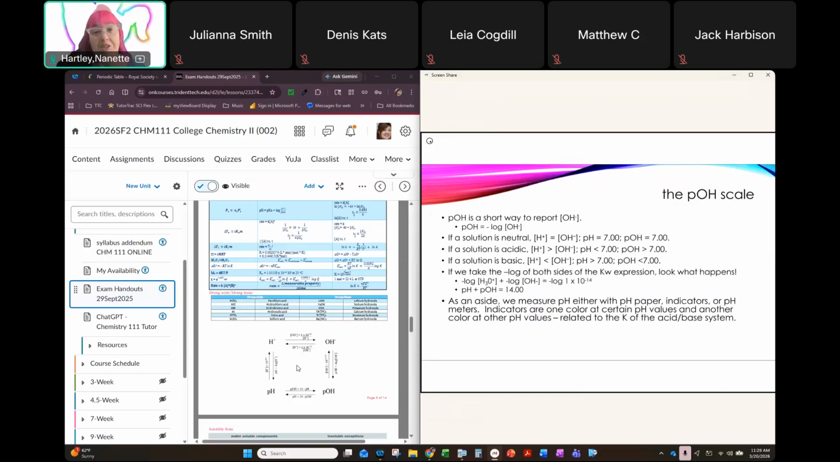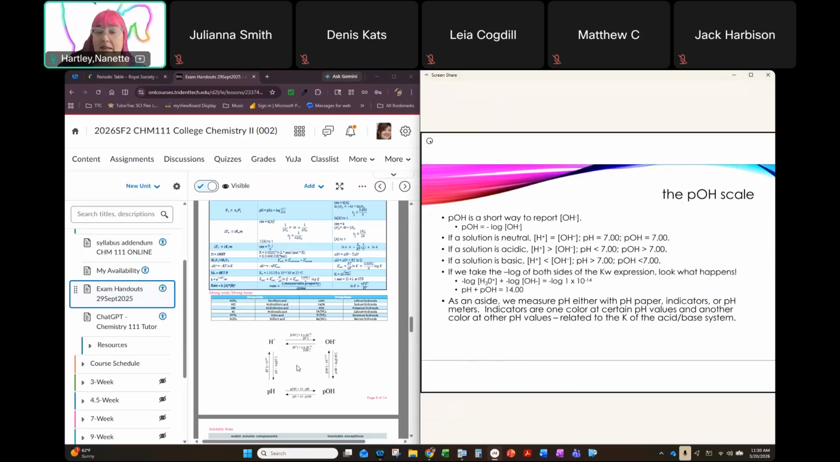So our pOH scale is the inverse of that. If you want to emphasize the OH side as opposed to the H3O+ side, we talk about the pOH scale. So again, it's the negative log of the OH-. If the solution is neutral, they're equal to each other, and pOH is equal to 7.